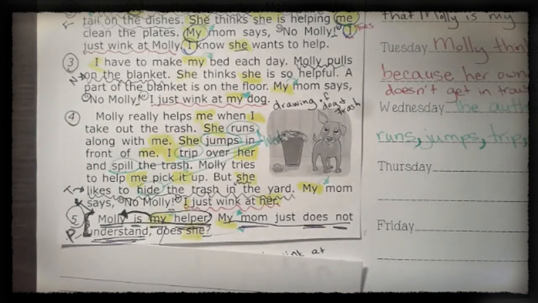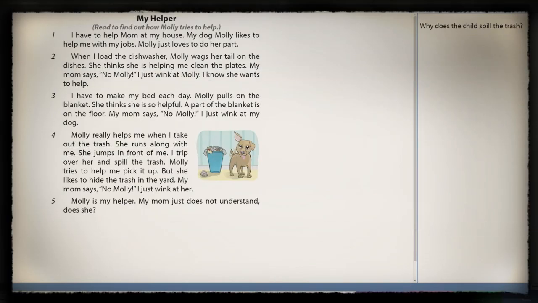Okay, we're moving on to the question for Thursday. I know it's Thursday, and I know on Thursday and Friday you're supposed to get multiple choice questions. But this is a really good question. Why does the child spill the trash? It's a cause and effect question. This is the effect. The effect is that the child spilled the trash. We need to look back into our story, find where the child spilled the trash, and see what caused it.